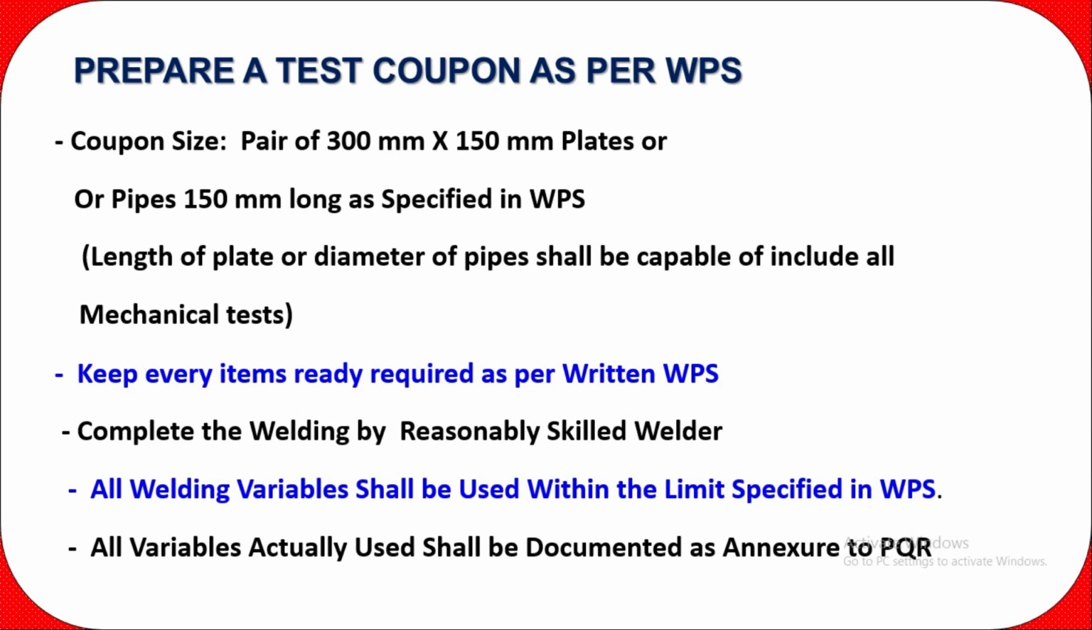All variables actually used shall be documented as an annexure to the PQR. So when you have finished all the test documentation and reports, they should be attached to the PQR as an annexure. On that basis, you have to finalize the WPS. I think you understand this one: prepare a test coupon. What are the requirements? What are the sizes of the plates?